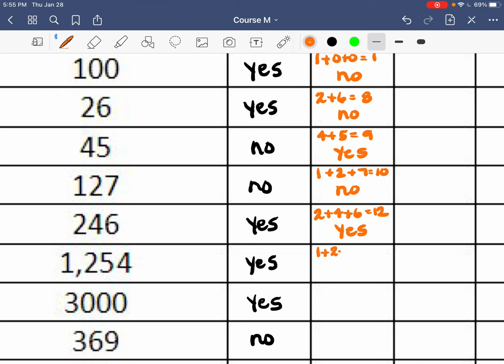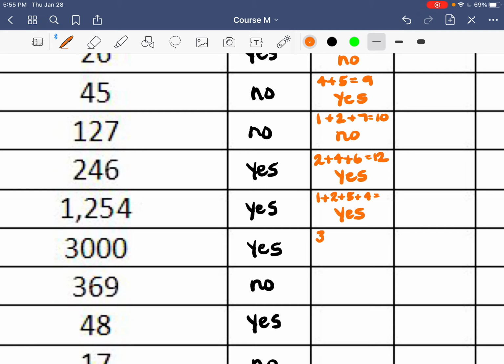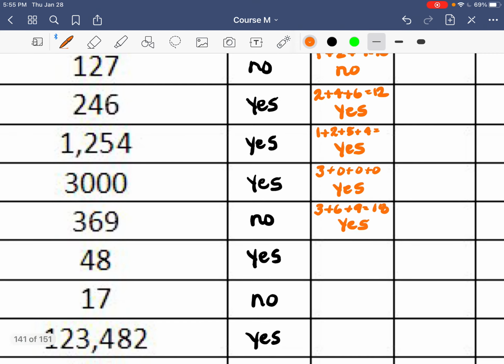1 plus 2 plus 5 plus 4, that is 9, 10, 11, 12. That is a yes. 3 plus 0 plus 0 plus 0 is 3. That is divisible by 3. 3 plus 6 plus 9 is 18, and that is divisible by 3. 4 plus 8 is 12, and that is divisible by 3. 1 plus 7 is 8. That is a no.